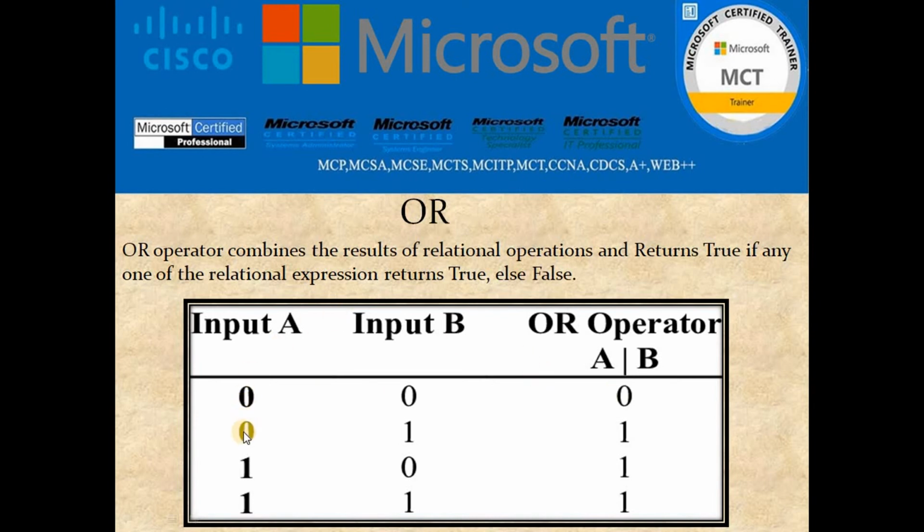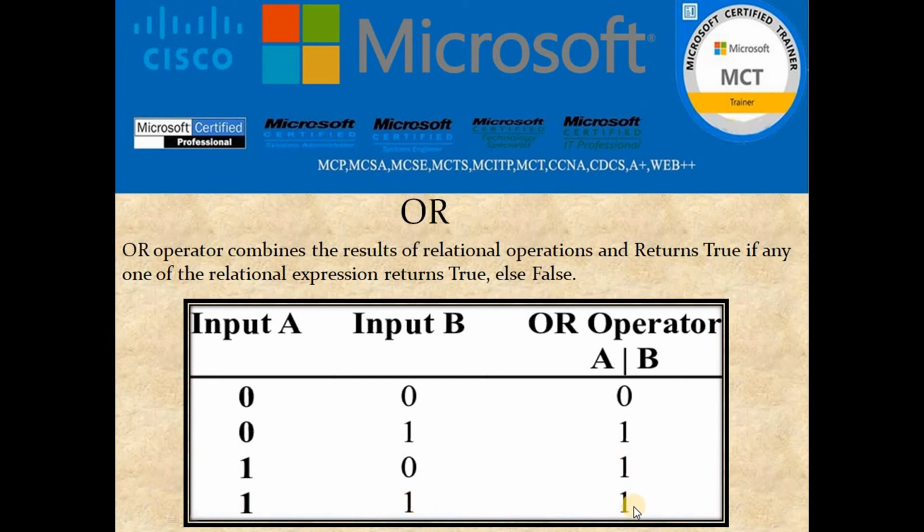Now over here, in the second expression, the first input is false, but the second input is true, and it's saying OR, in between the two, any one. If it is true, then the result output will be true. So that's why the output is true. Now the first input is true, the second is false, that means true, false. It will execute true. And over here, in the last, both the inputs are true, so the output will be true.